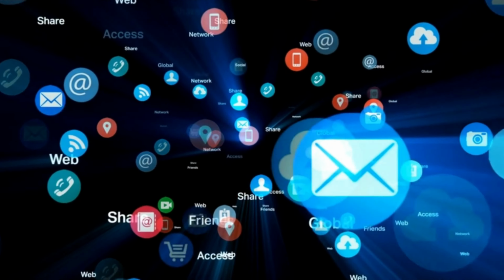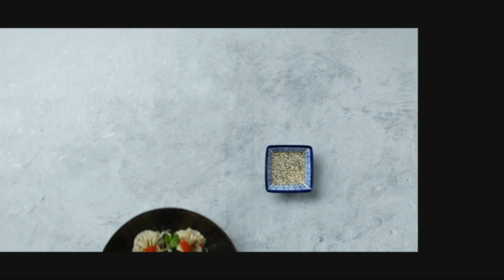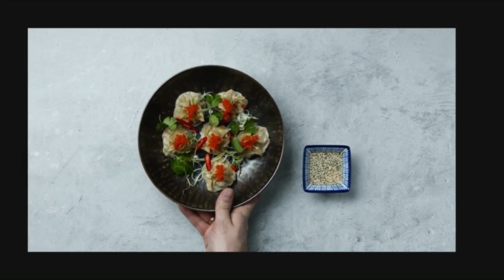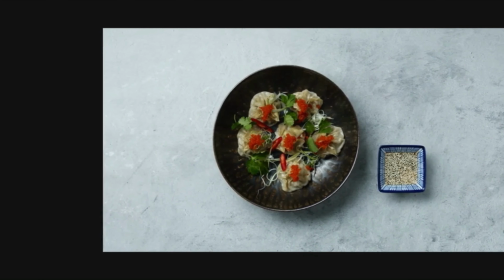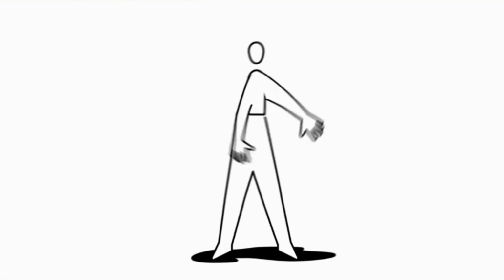Think of an API as a waiter at a restaurant. You give your order to the waiter, who then passes it on to the kitchen. In this analogy, the waiter is like an API, acting as the middleman between you and the kitchen.